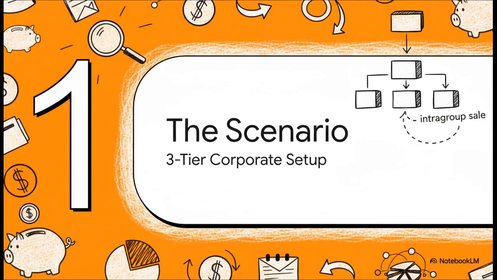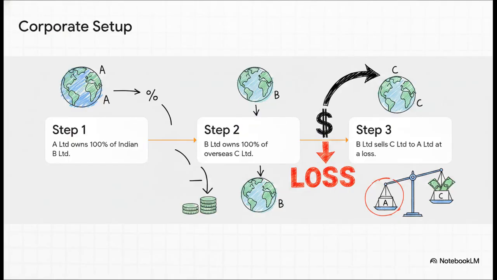Section 1. The scenario. Let's set the stage. All right, imagine a simple three-tiered corporate structure. At the very top, you have A Ltd, which is an overseas entity following IFRS. They own 100% of B Ltd, an Indian company. In turn, B Ltd owns 100% of C Ltd, which is another overseas entity.